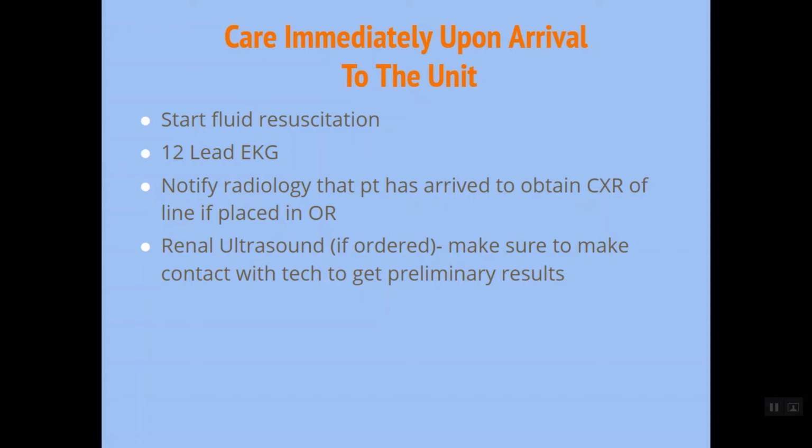Next, you're going to get a 12-lead EKG. Following that, go ahead and notify radiology that the patient has arrived and get a chest x-ray if the line was placed in OR. If the patient comes with a permacath, that line was not placed in OR, so you do not necessarily have to get a chest x-ray unless you are concerned about pulmonary overload. Finally, if a renal ultrasound was ordered, you want to make sure that you contact the ultrasound technician.